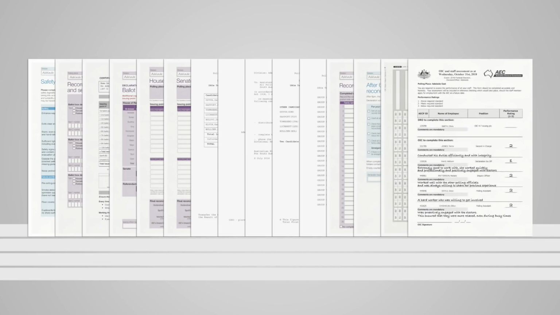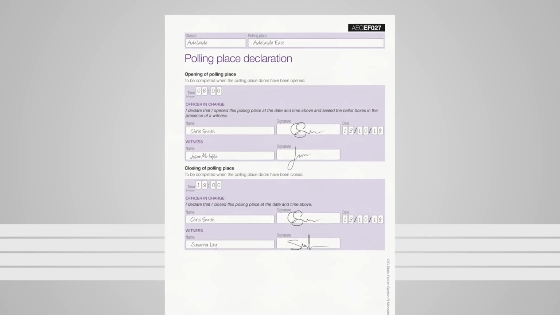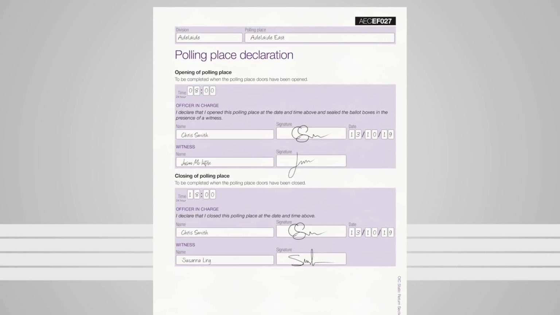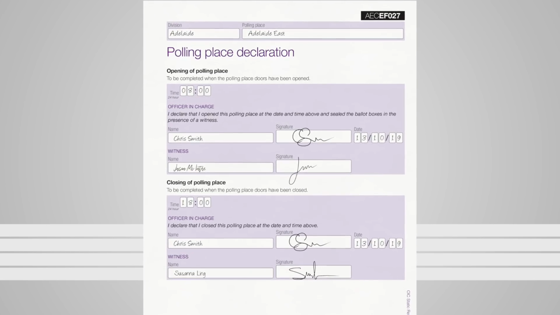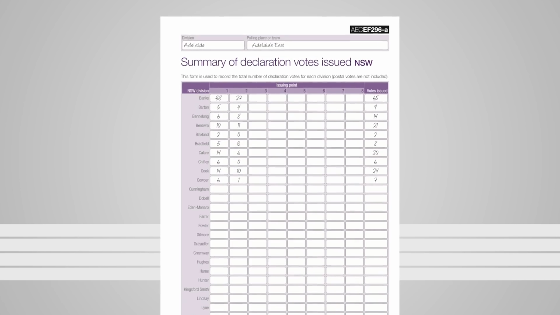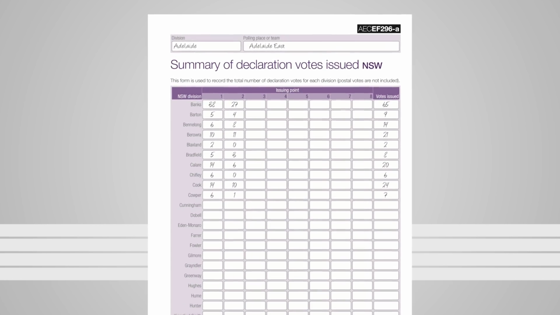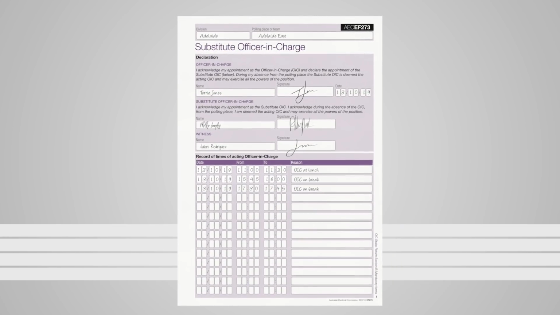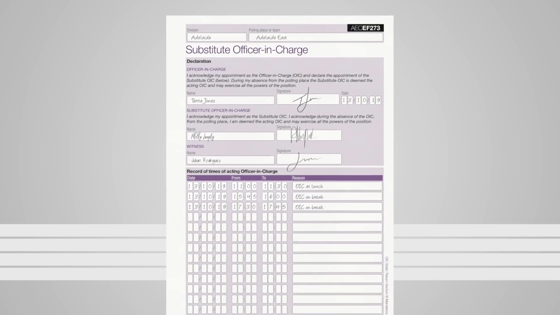We have now looked at many of the forms in the OIC Return. There are more, such as the polling place declaration form that you will sign at the opening and again at the closing of the polling place. The Summary of Declaration Votes form, used to record the number of declaration votes issued for each division, and the Substitute OIC form, used to record the times the OIC takes a break.